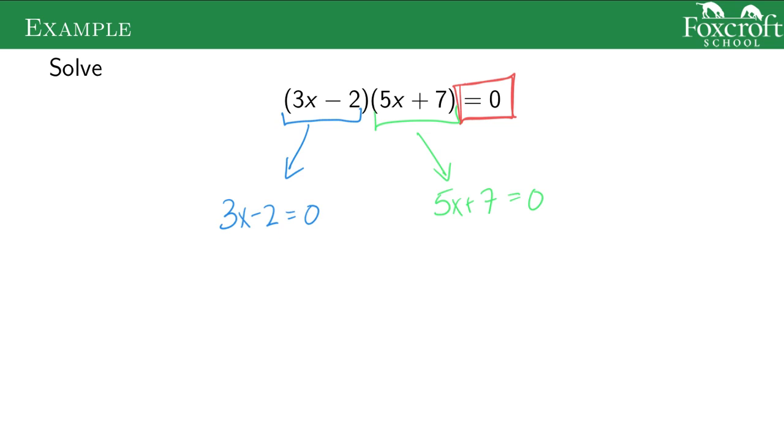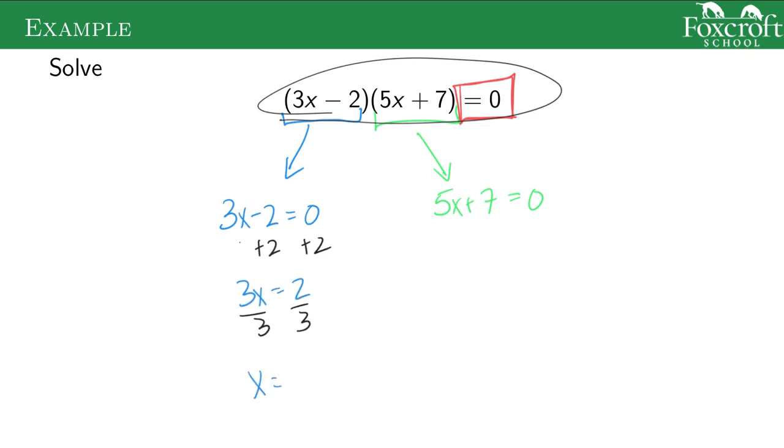You can see I changed this really complicated expression into two more simple equations that I can solve. For this one I just add 2 to both sides. I'm just solving a linear equation, and I divide by 3. All right, so I got one answer. If x is 2/3, it makes that left-hand factor 0, which makes the whole thing 0.